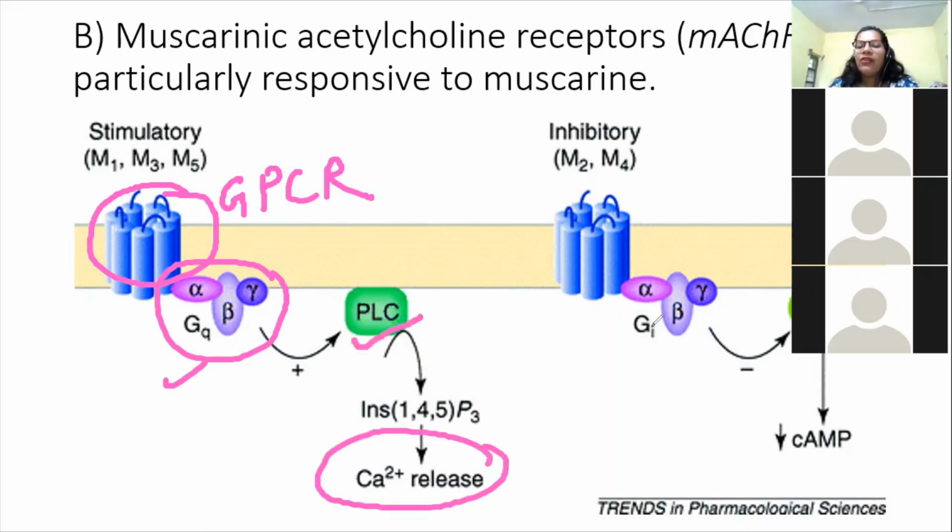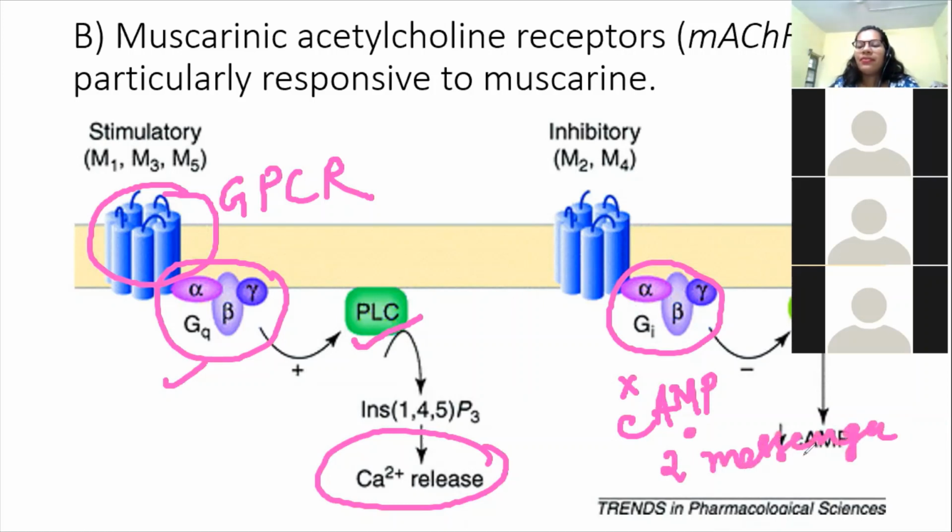Now, if it is this inhibitory one, it will stop the activity of the enzyme called adenylate cyclase, decreasing the concentration of cAMP, which is a secondary messenger, and hence inhibiting the signal. So secondary messengers are required to carry out your signaling. So can you see the difference over here?